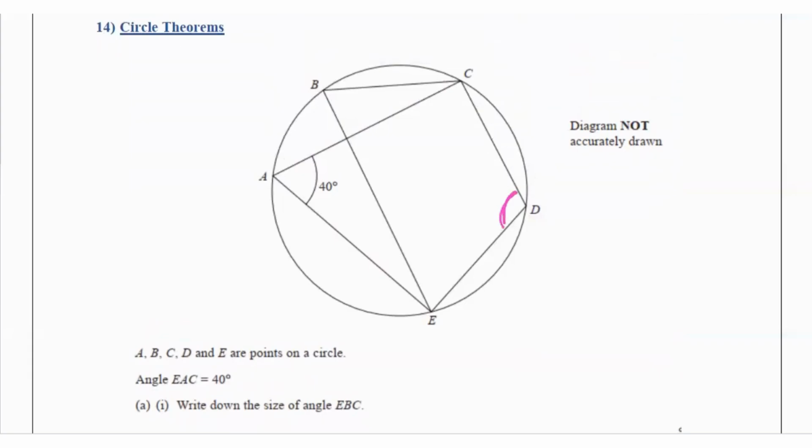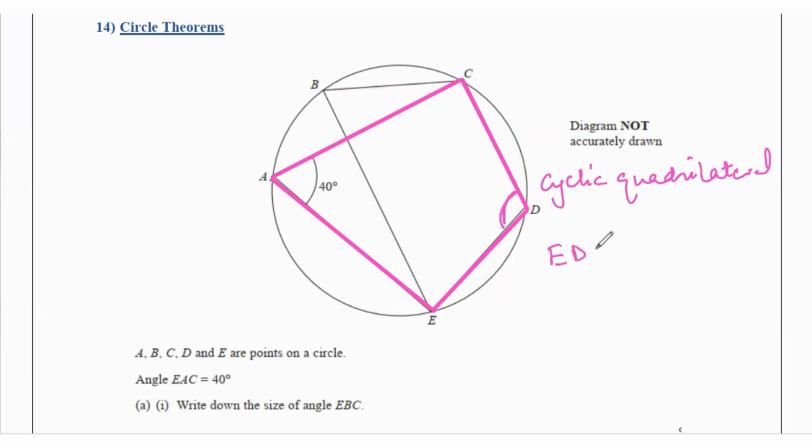For this, you need to realize that if we highlight the quadrilateral ACDE, we can see that's a cyclic quadrilateral. In a cyclic quadrilateral, all the vertices are touching the circumference. Points A, C, D, E, all 4 are touching the circumference, which means opposite angles add up to 180. Hence, angle EDC would be 180 minus 40, and that's 140 degrees. That's your answer.